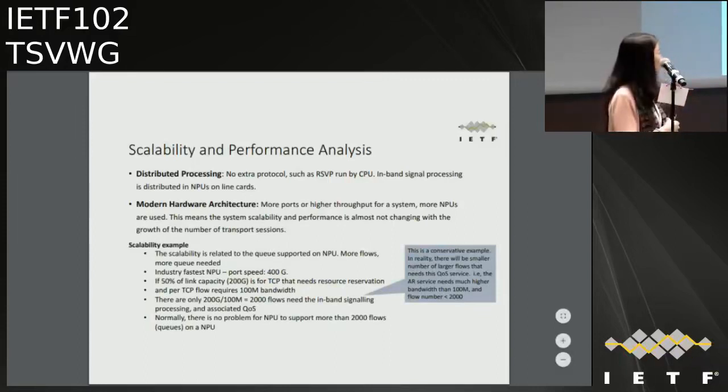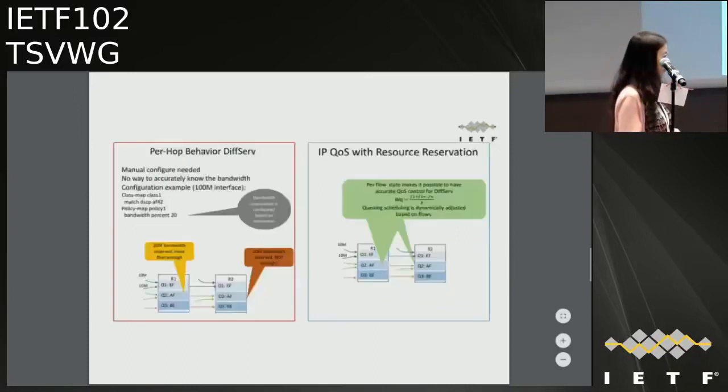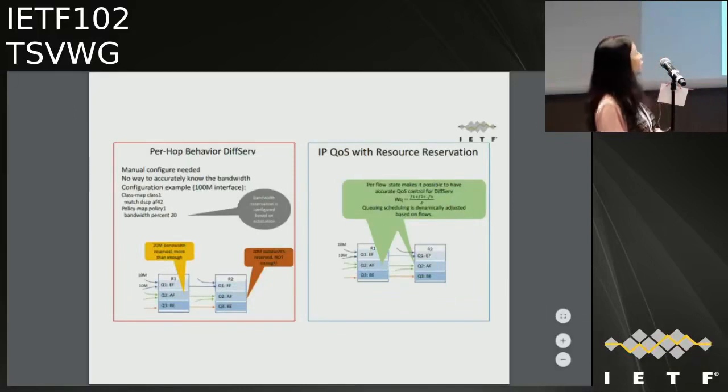Currently, modern hardware can do this. It can provide more than 2000 queues. And in reality, for real applications like network-based AR/VR, the bandwidth requirement is larger than 100 meg, and we have a smaller number of flows. So in reality, the scalability issue is not as bad as the example I have here. I just use DSCP as an example.